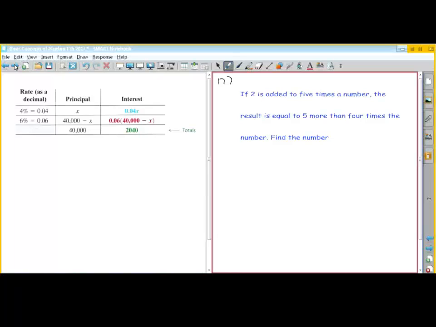The result is equal to, well, that's an equal sign. 5 more is going to be add: 5 more than 4 times the number. Okay, so see if you can come up with the equation. I'll give you a minute to do it. And then it says find the number. Once you get the equation, that's pretty easy. It's just single variable. The hard part is coming up with the equation.